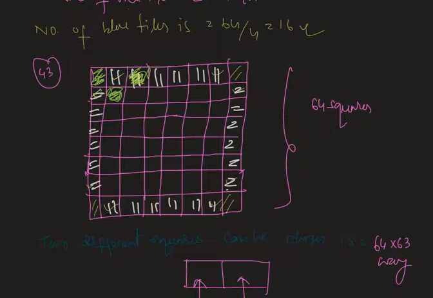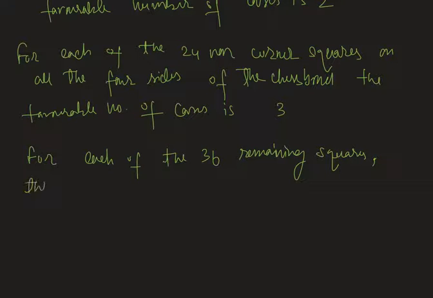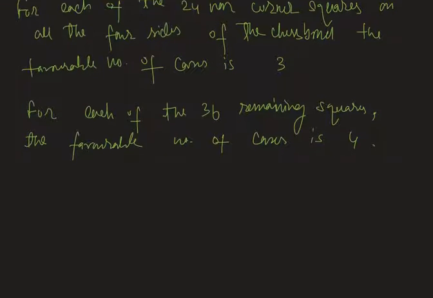Now let's check the remaining boxes. For each of the 36 remaining squares, the favorable number of cases is 4. Suppose this is one of the remaining boxes and the favorable cases are these 4 squares. So we have 36 remaining, and for each the favorable number of cases is 4.